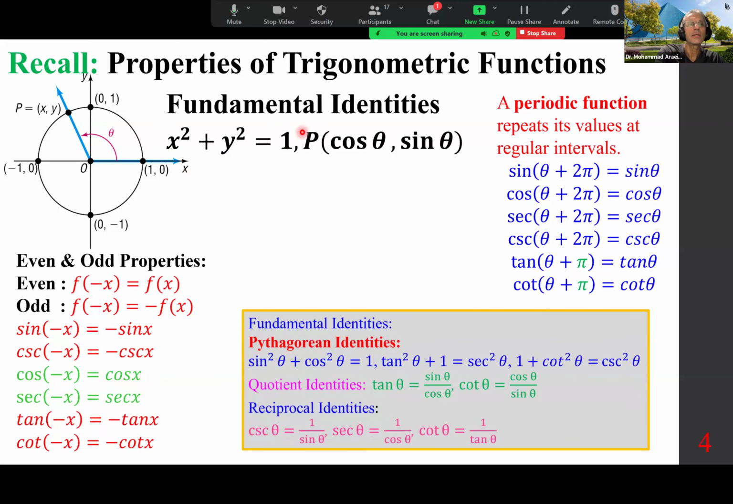And this will give rise to the Pythagorean identity, sine squared plus cosine squared equals 1. And then we use that to look at the rest of them. Tan squared plus 1 is secant squared. 1 plus cotangent squared is cosecant squared. Quotient identities, tangent is sine over cosine, cotangent is cosine over sine. Reciprocal identities, cosecant is 1 over sine, secant is 1 over cosine, and cotangent is 1 over tangent. Those are the fundamental identities in general that we have seen.